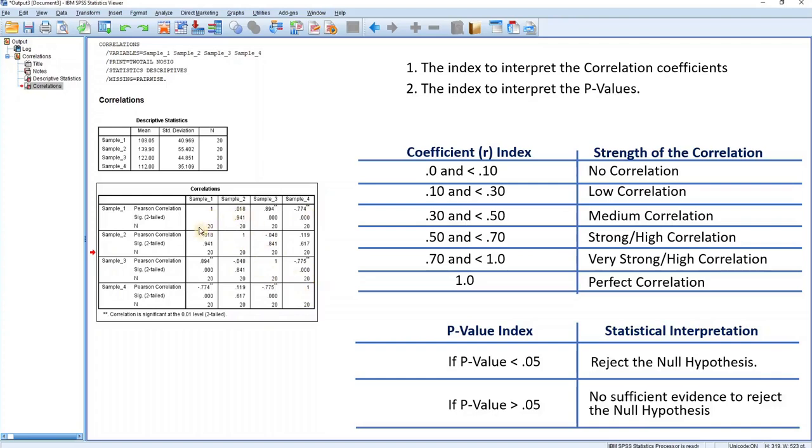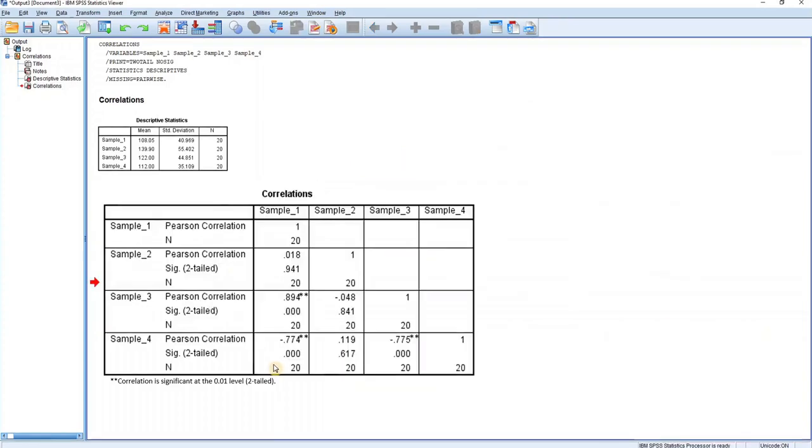So the coefficients above the leading diagonal are exactly the same coefficients below the leading diagonal. But to avoid confusion, I have restructured the table by removing the coefficients above the leading diagonal line and presented it like this, the way you are expected to present the table in your work. Like this, the correlation table is clean, clear, and usable.